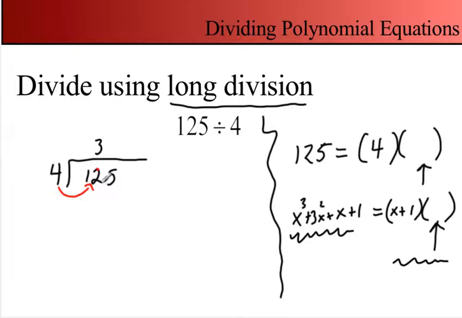Once you've put the 3 up there, we do 3 times 4, which is 12. So we'd write 12 underneath. Then we subtract the 12 and the 12, and we get a 0, because it went in perfectly. 4 goes into 12 3 times exactly. Now, we still have to worry about this 5 over here. So what we do is we bring it down. And now we worry about, okay, how many times does 4 go into 5? It goes in at least once, right?